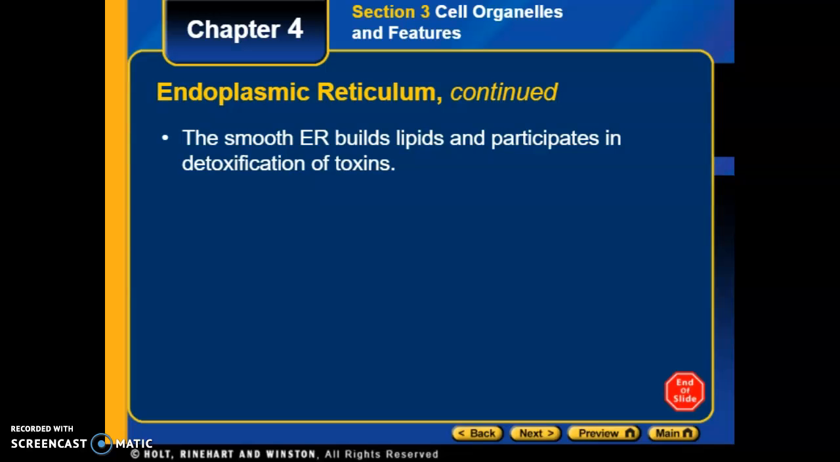There's also the smooth ER, which doesn't have ribosomes in it. And instead of containing the ribosomes for the protein factories, this is where lipids are built, and also this is the highway where those would travel throughout the cell for the detoxification of toxins.